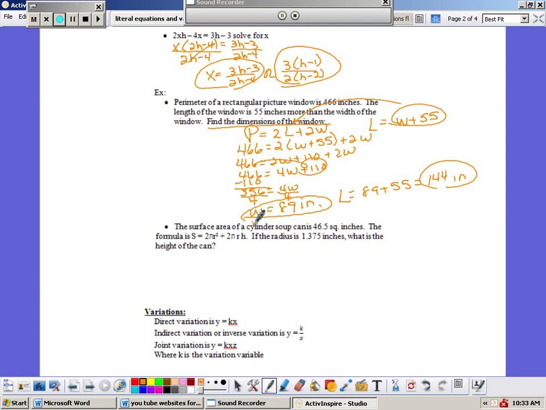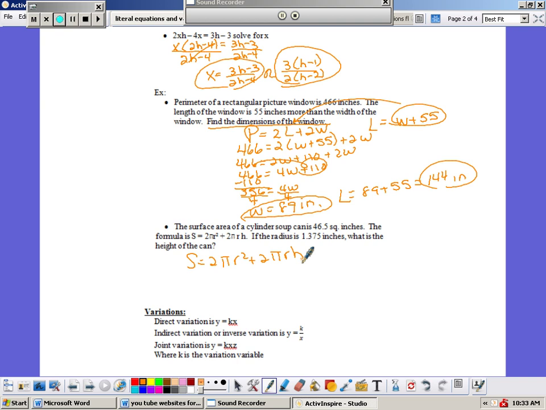The surface area of a cylinder soup can is 46.5 square inches. The formula is S equals 2 pi r squared plus 2 pi rh. And if the radius is 1.375 inches, what is the height of the can? Well, I could plug the numbers in and I could solve for h. And that would be fine because right now I only have one problem where I'm solving for h, so it would be fine.